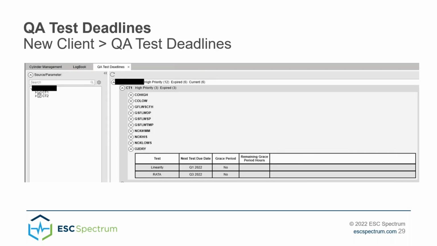Okay, so here's an example of the QA test deadline. That would be like a new client, and under QA test deadlines in StackVision, this is where the information appears to say when the next test is due. So once you've put those new linearities and RADAs in, then StackVision will recalculate when the next tests are due.